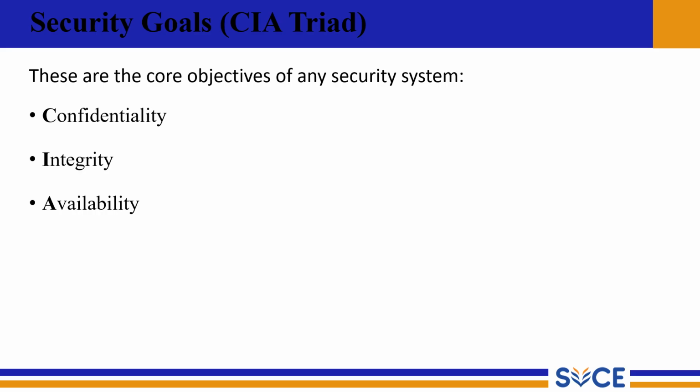The NSTISSC security model, which is commonly referred to as the CIA triad: these are the core objectives of any security system: confidentiality, integrity, and availability. Confidentiality always stands for preventing unauthorized access to data. Integrity ensures accuracy and trustworthiness of data. Availability always ensures data is accessible when it is needed.